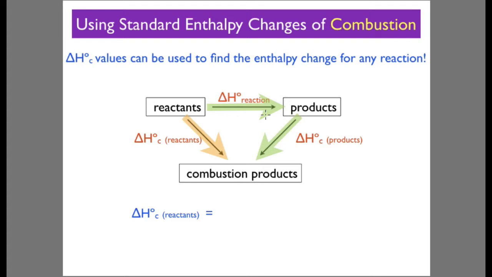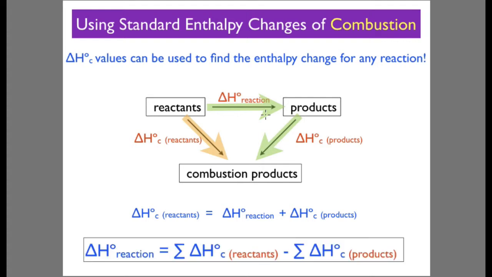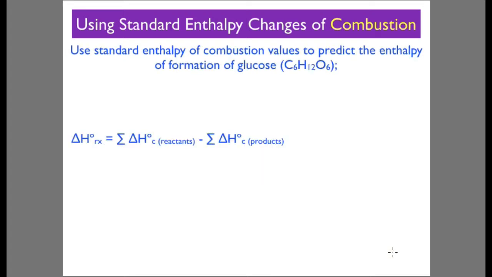So the standard enthalpy change of combustion of reactants is equal to the standard enthalpy change of the reaction plus the standard enthalpy change of combustion of the products. And so we can get this nice helpful equation here, that the standard enthalpy change of reaction is equal to the sum of the standard enthalpy change of combustion of the reactants minus the sum of the standard enthalpy change of combustion of products. Great. Okay, let's use standard enthalpy of combustion values to predict the enthalpy of formation of glucose. We've got standard enthalpy change of reaction equals the sum of the standard enthalpy change of combustion of reactants minus the sum of the standard enthalpy change of combustion of products.